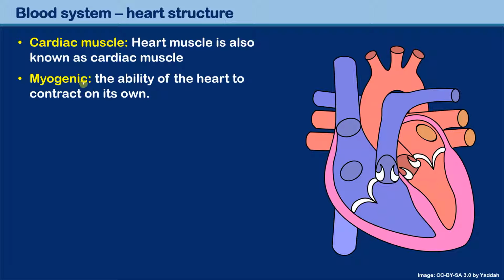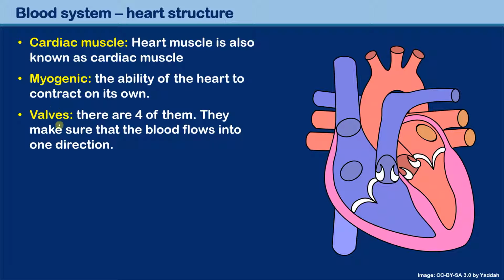The heart is myogenic in nature, and this means that the heart is able to contract on its own. It initiates its own heartbeat. It is not dependent on a signal from the brain. Of course, nerve signals from the brain can and do increase or decrease the rate of contraction, but the actual heartbeat itself is initiated by the heart itself. This concept is referred to as myogenic.